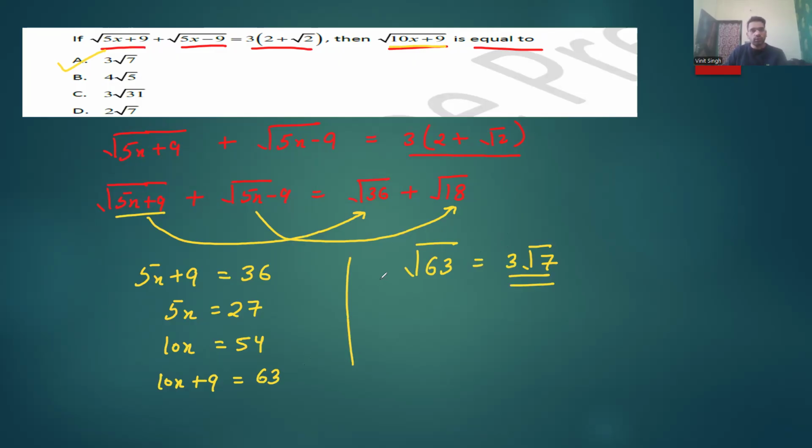Now in this question, if you square these two terms on the left hand side and the right hand side, then the solution becomes very lengthy. So you have to apply the shortest, smart approach. Then you can easily solve this type of question. Now come to question number 3.